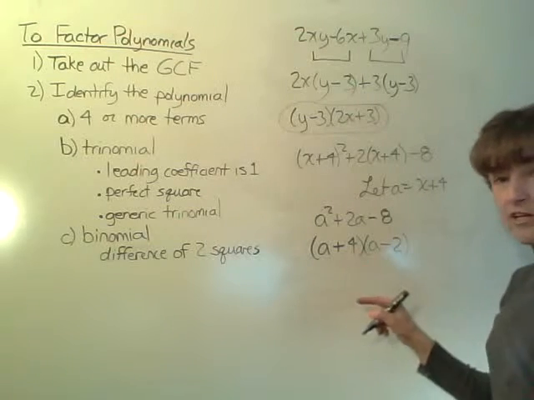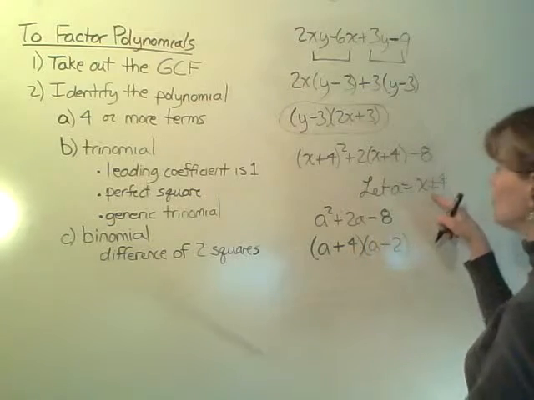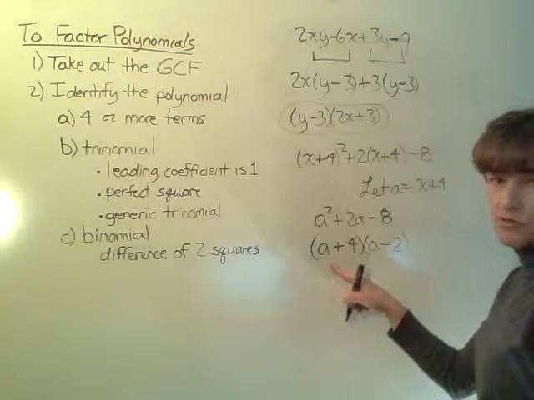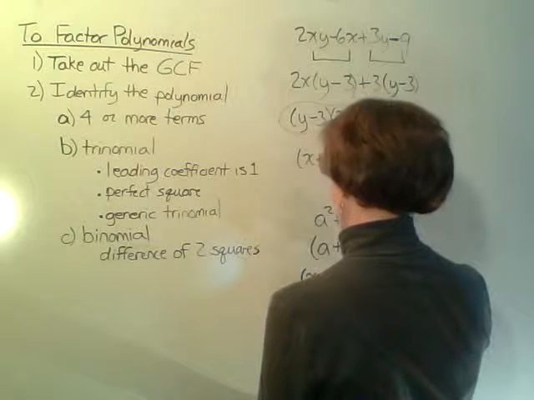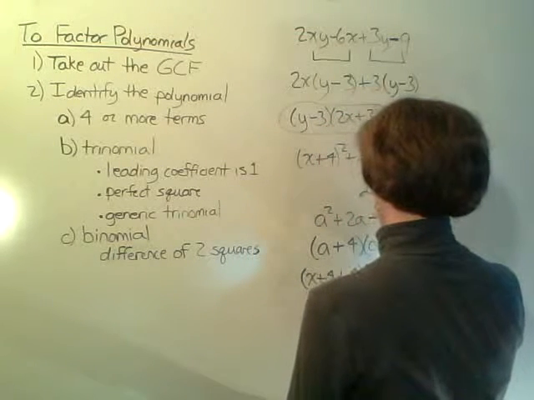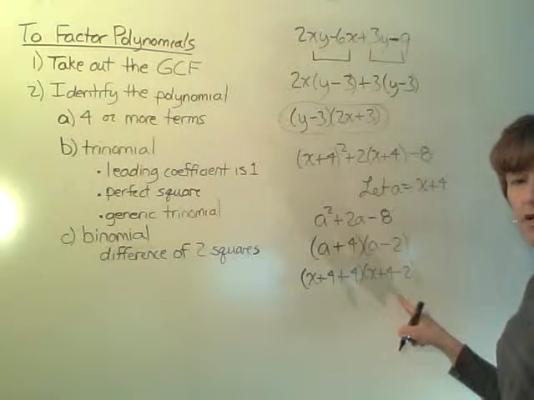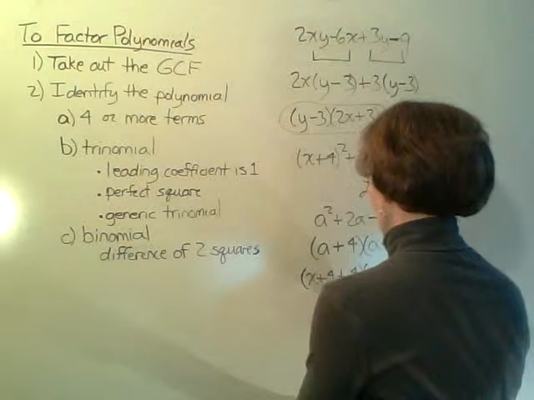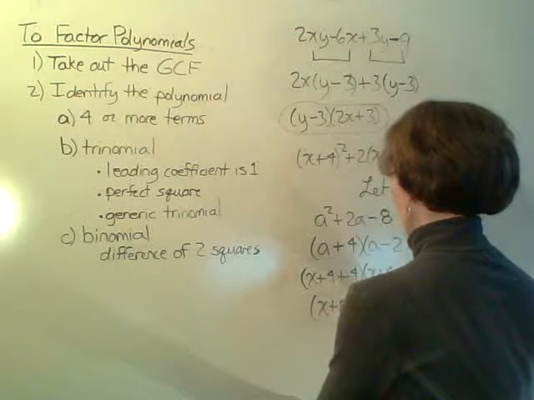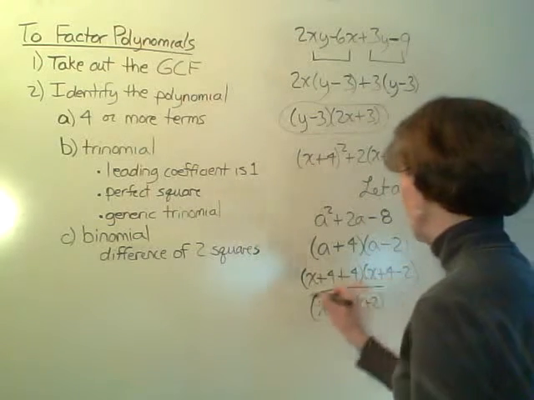All right, now I could quit here except that I really didn't have a in the original problem. I had x plus 4. So I need to resubstitute the x plus 4 back in for the a. So this is really (x plus 4 plus 4)(x plus 4 minus 2). Now once I've done that, I just need to clean it up. So this is (x plus 8)(x plus 2). These cannot be factored any further, so I am done.